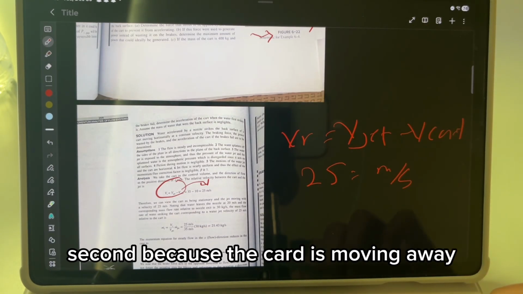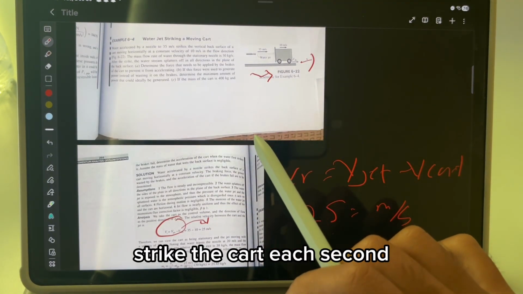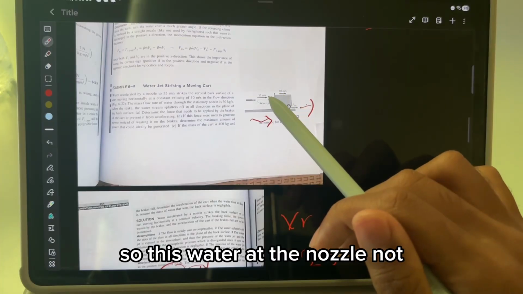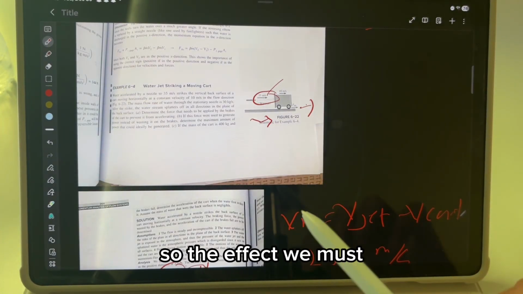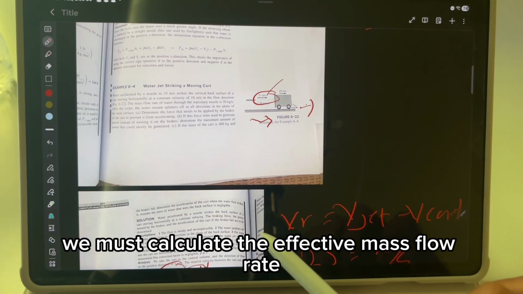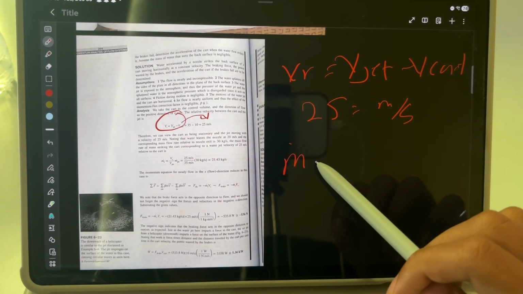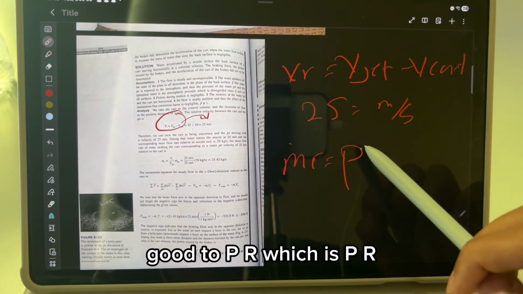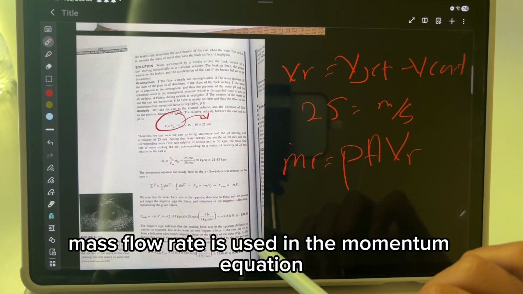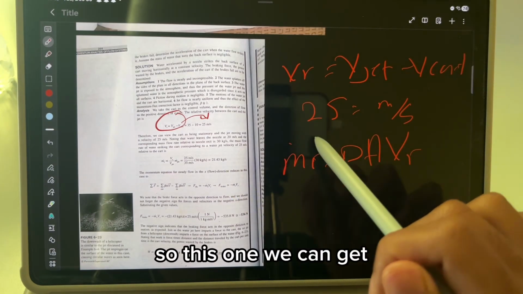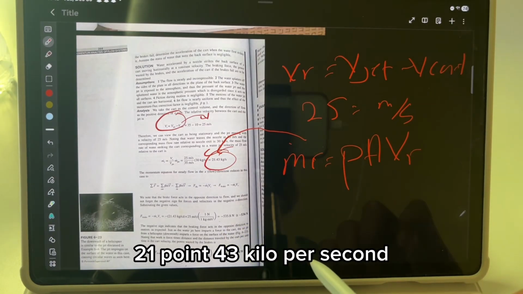Second, because the kite is moving away, not all the water leaving the nozzle strikes the kite. So we must calculate the effective mass flow rate, using m-dot equals rho A V_R. This adjusted mass flow rate is used in the momentum equation. From this, we get 21.43 kg/s.